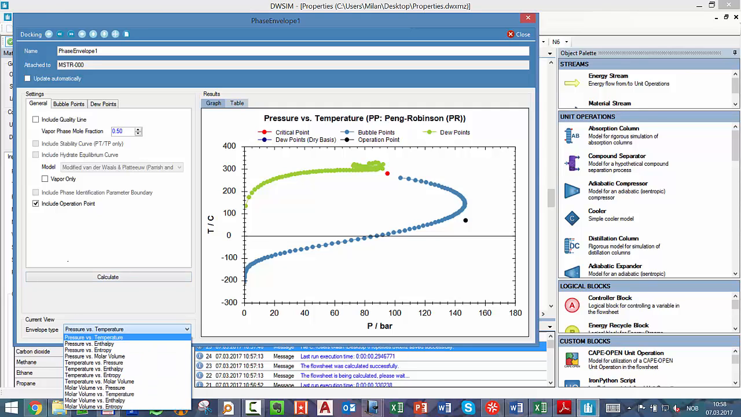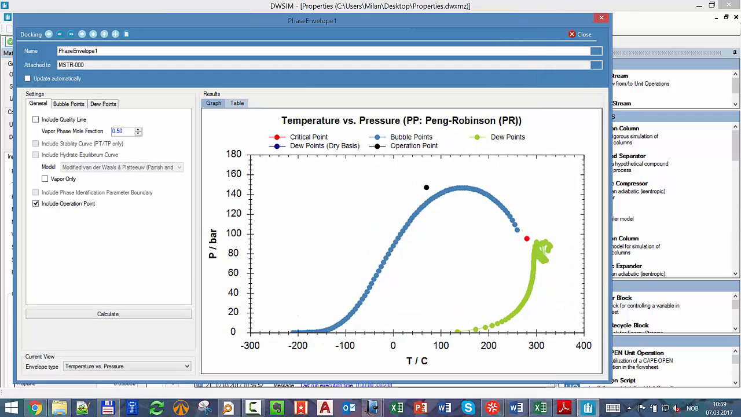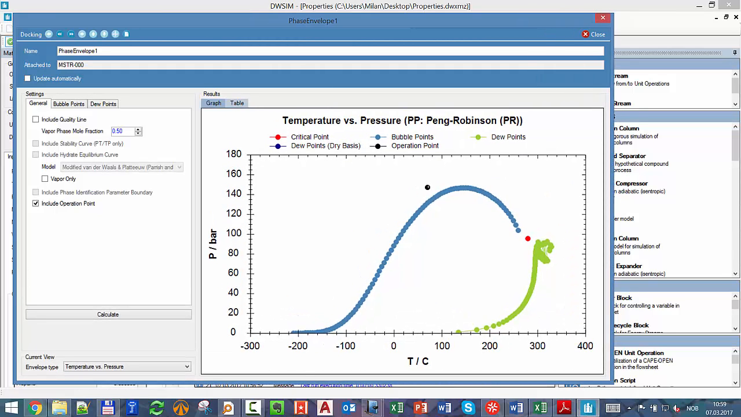Okay, and actually it should be the opposite, I think. Temperature versus pressure. Yeah. Okay, so you got some small error there, but in general it looks fine, and that's the operating point. So that means we are okay, we should be in pure liquid. So that part, don't pay too much attention.